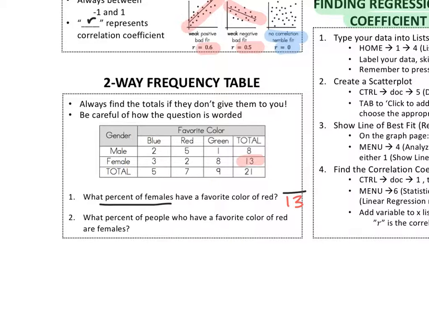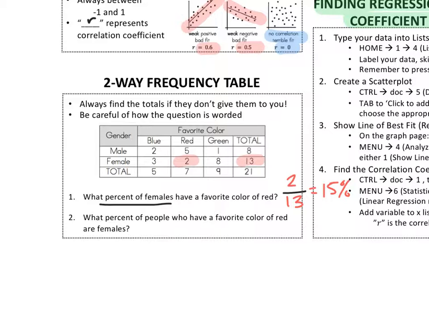So what percent of the females have a favorite color of red? And so our red is from here. That's 2. So for your percent, you're going to start with 2 out of 13 as a fraction, and then you're going to put that into your calculator and figure out your percent, which comes out to 0.15, and so that's going to be around 15%. So 15% of the females have a favorite color of red.